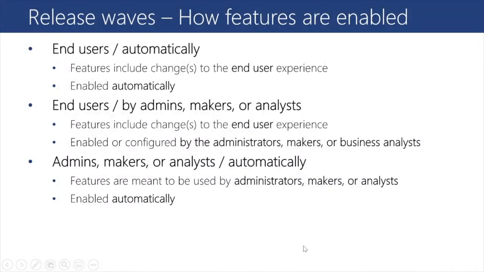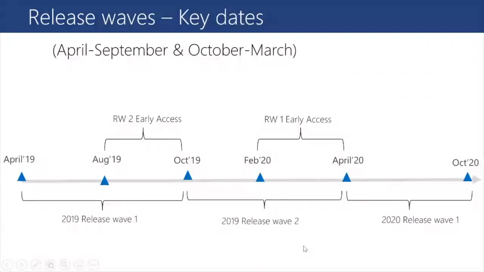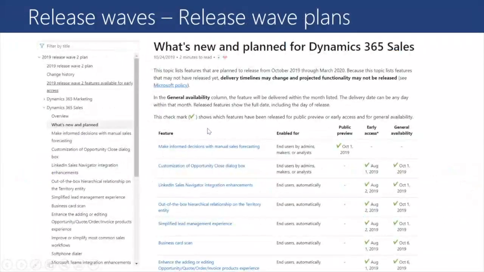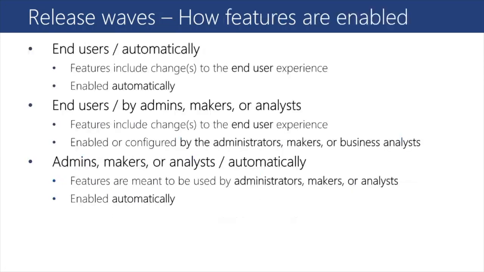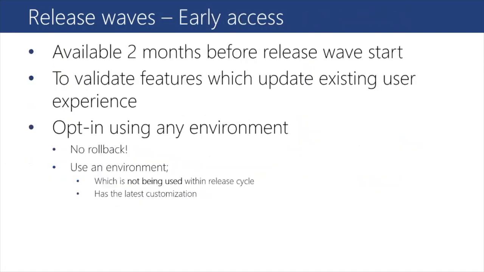So when you check the release plans, maybe I can go back a little bit. You can see for each feature we are specifying this information. And of course we are also specifying when we are going to release those for the public preview, for the early access, or for general availability. Let me go back to my presentation, to the current slide.